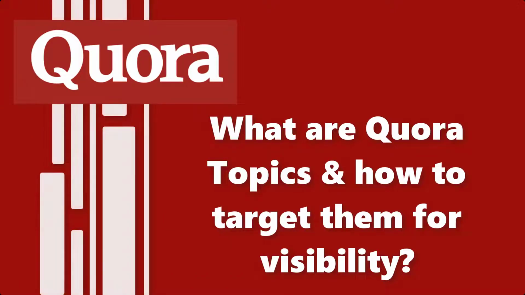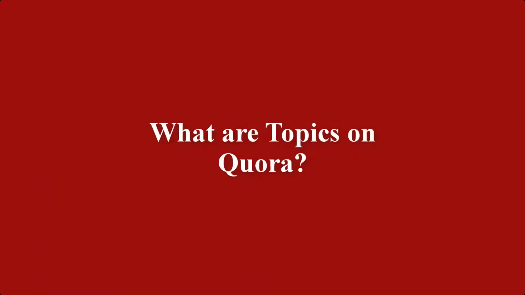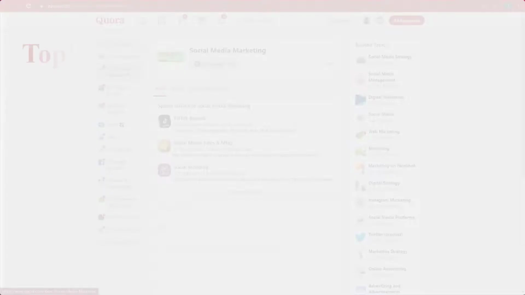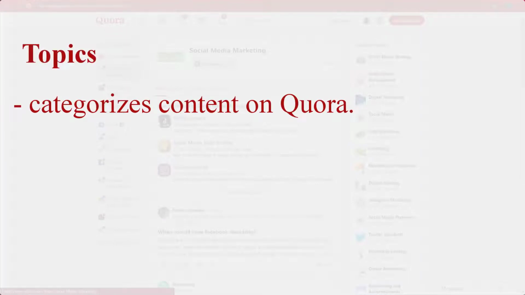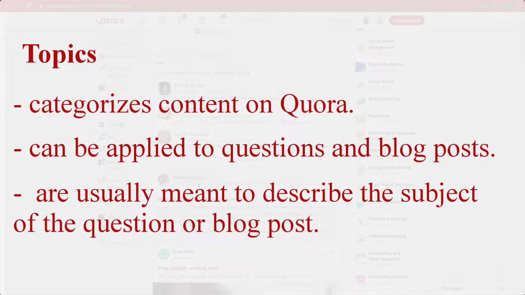In this video, we're going to talk about what are Quora topics and how to target them for visibility. Let's get started. First, let's talk about what are topics on Quora. Topics categorize content on Quora, can be applied to questions and blog posts, and are usually meant to describe the subject of the question or blog post.